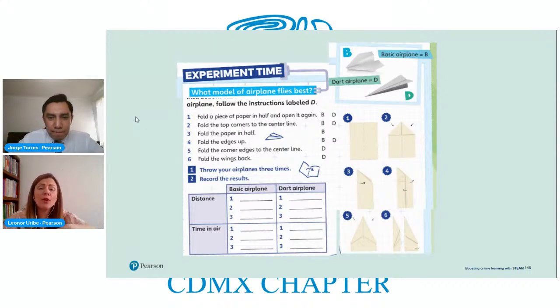Remember, STEM or STEAM is not only about experiments, it's also about creating, that's why we added the A, because the A talks about creativity. What can a scientist do without creativity? What can a mathematician do without creativity? So this creative component is also really important.